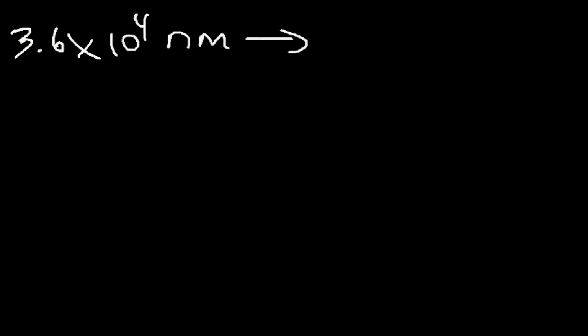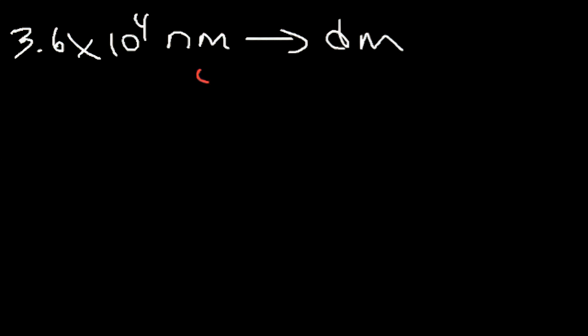Try this one. Let's say you have 3.6 times 10 to the 4 nanometers. Convert this number into decimeters. So how can you convert 3.6 times 10 to the 4 nanometers into decimeters?